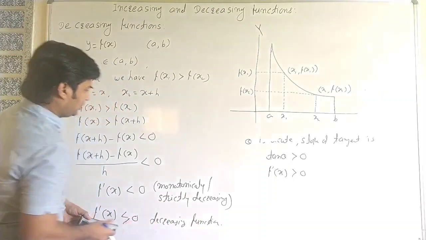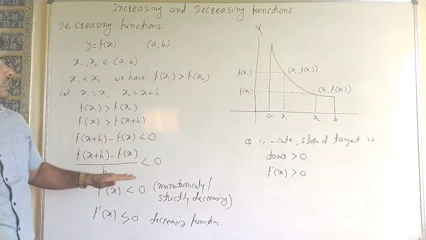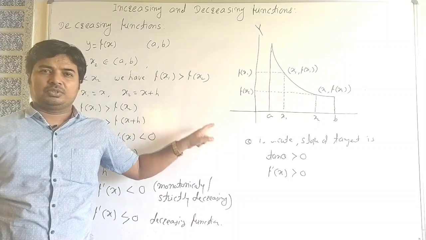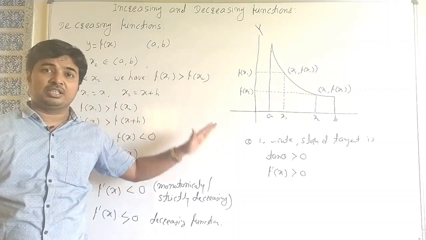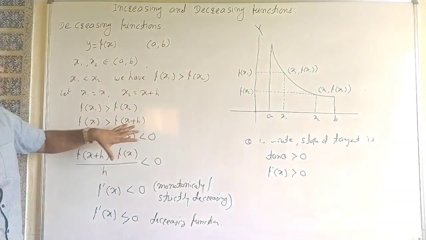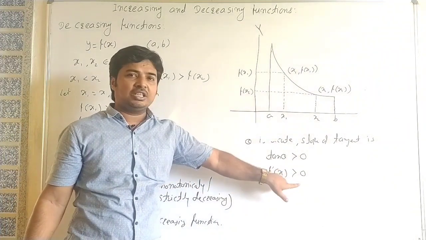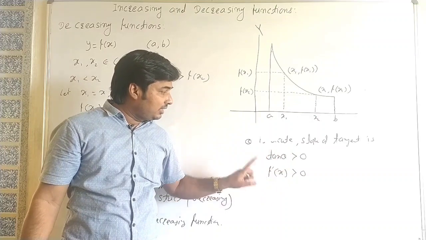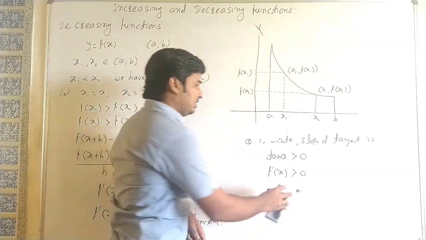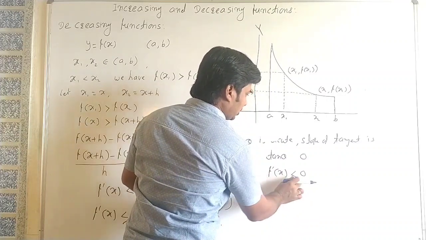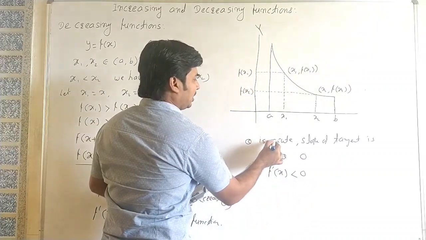Okay, same concept, increasing function and decreasing function. If x increases then y increases, it is an increasing function. If x increases y decreases, it is a decreasing function. And in an increasing function f dash of x is greater than 0, and in a decreasing function f dash of x is less than 0. Here f dash of x is less than 0.